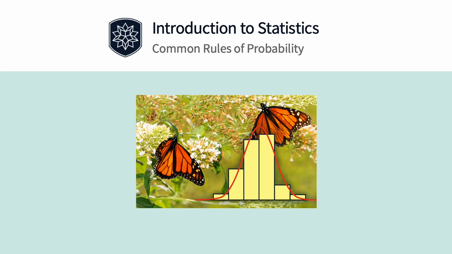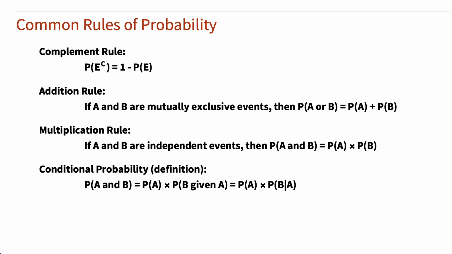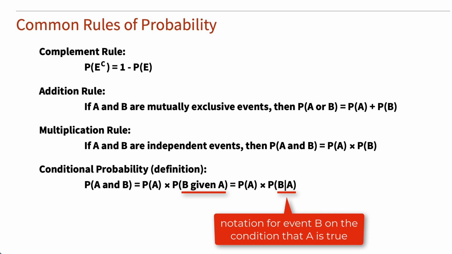Some common rules of probability that come up in basic statistics are the complement rule, which was covered in the previous section, a rule sometimes called the addition rule for the probability of mutually exclusive events, a multiplication rule for the probability of independent events, and various rules involving conditional probability.